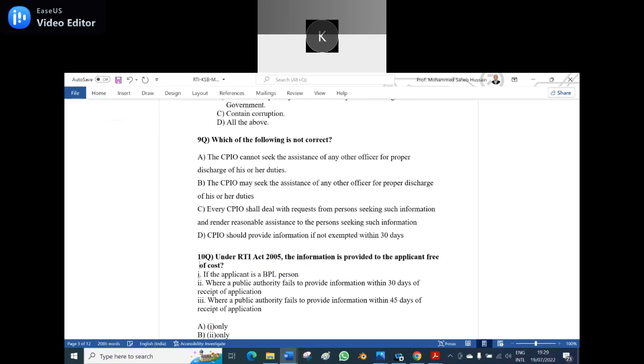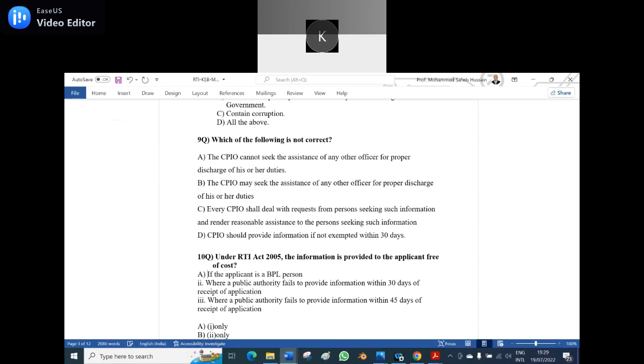Option A, sir, is not correct. Option A is the correct answer. The CPIO cannot seek the assistance of any other officer for proper discharge of his or her duties is not correct. He can seek the assistance.